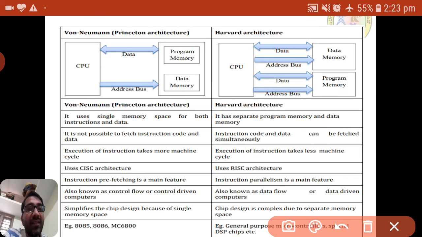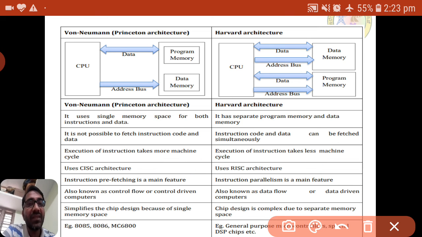Okay, and this will take more time because only a single bus is there, and this will take less time, so it can access simultaneously. Okay, and they use CISC architecture and RISC architecture. So what we have seen previously, the CISC architecture and RISC architecture.